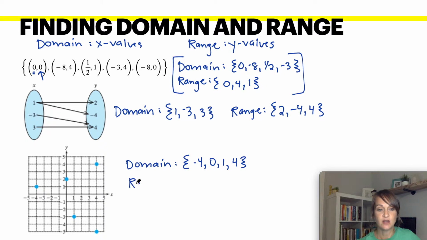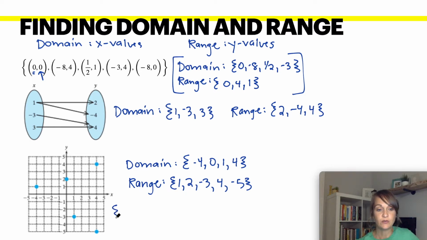The range is all of the y values. So the range of this coordinate point is 1. The range of this coordinate point is 2. The range of this coordinate point is -3. The range of this coordinate point is 4. And the range of this coordinate point is -5.